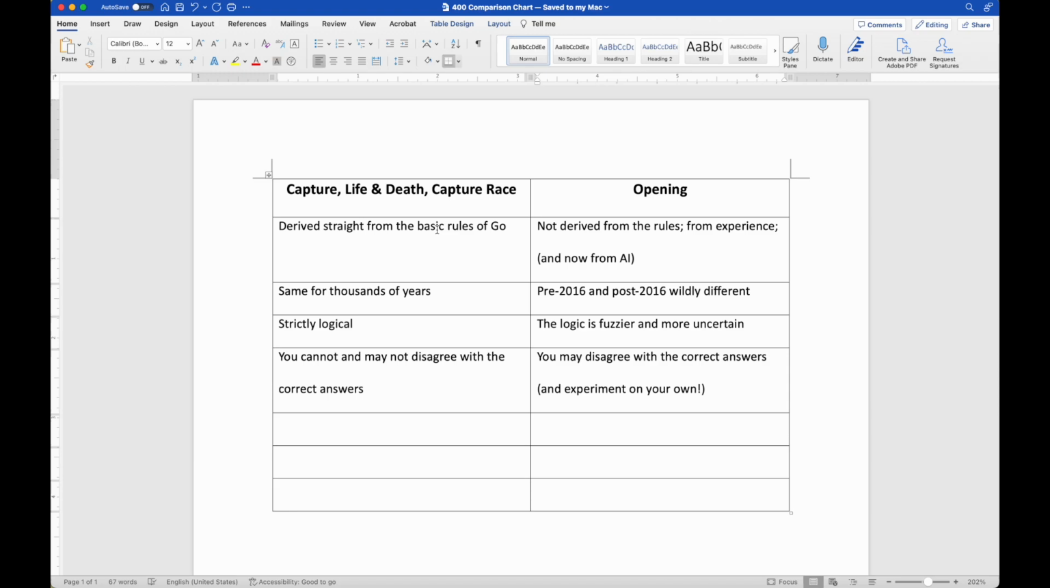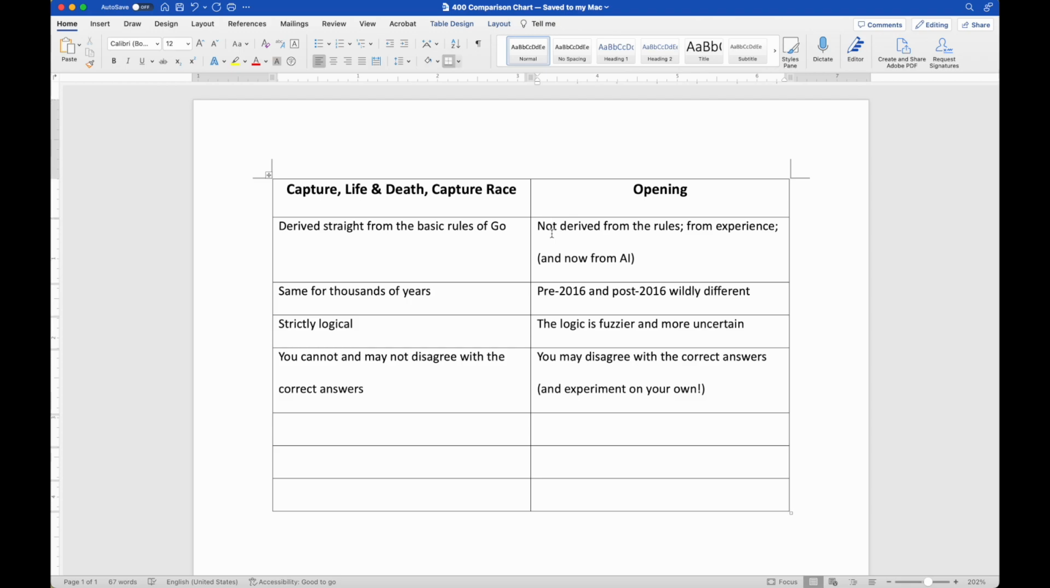So the first three chapters we learned about techniques that are derived straight from the basic rules of Go. Capture is based on the rule of liberty. Life and death is based on the rule of illegal moves, and the race to capture depends on both the rule of liberty and the rule of illegal moves.